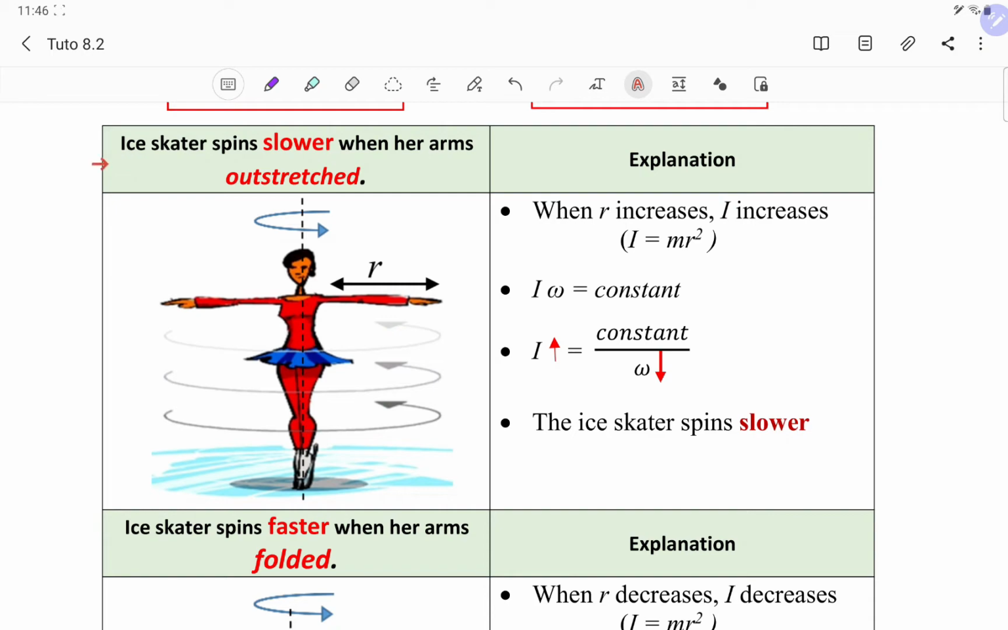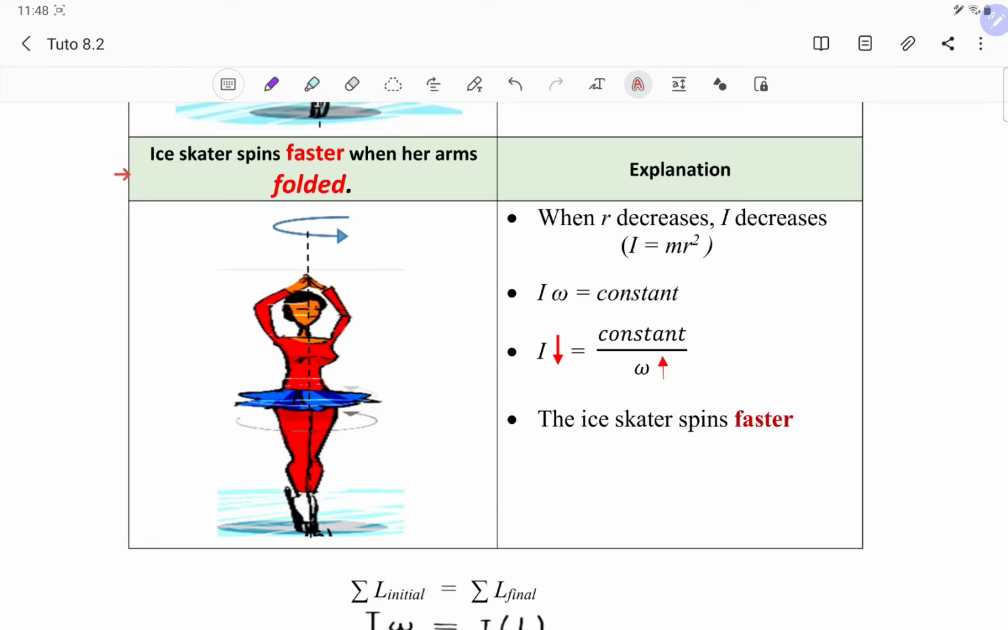Here is a condition where an ice skater spins slower when her arms are outstretched. We have seen that I is equal to mr squared, so when the r is greater, I will increase. I increasing means bigger resistance, it's hard to rotate. That's why the ice skater spins slower. We know that the angular momentum, initial and final, is the same, meaning the magnitude is constant. So when I is greater, omega will become slower.